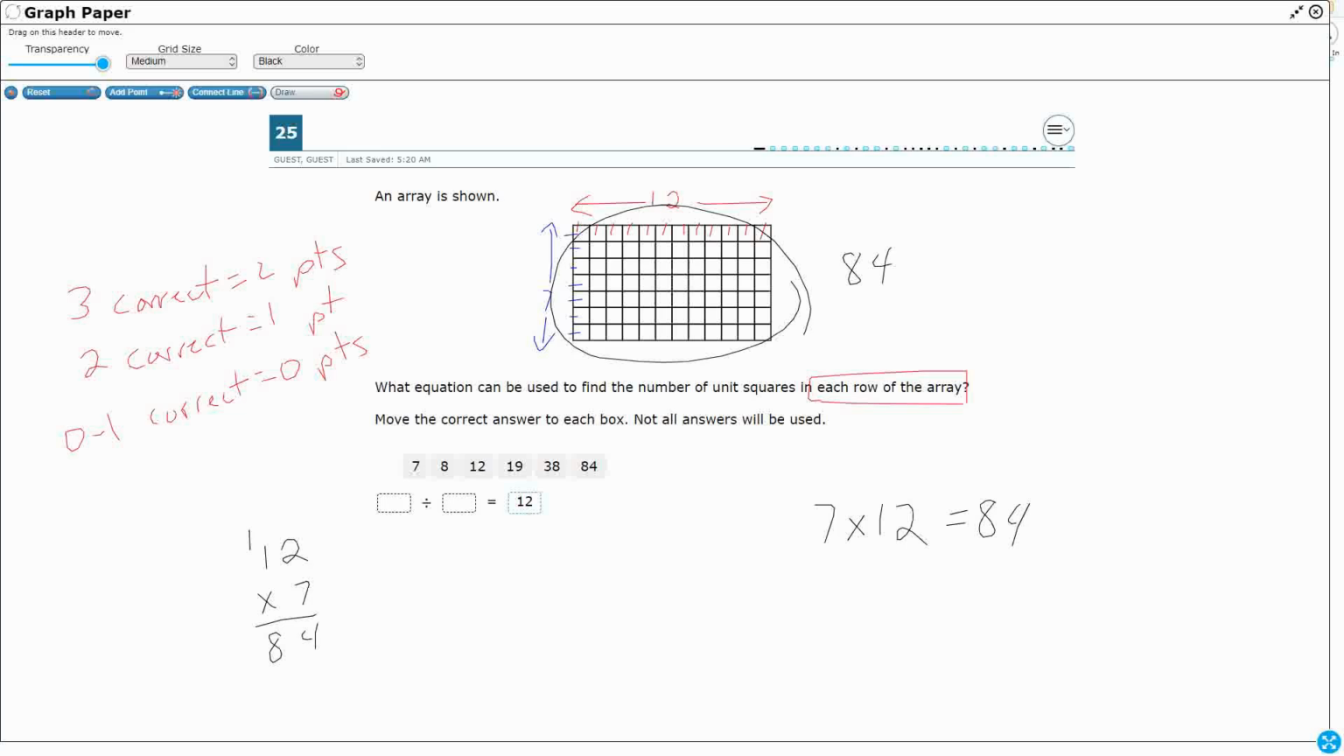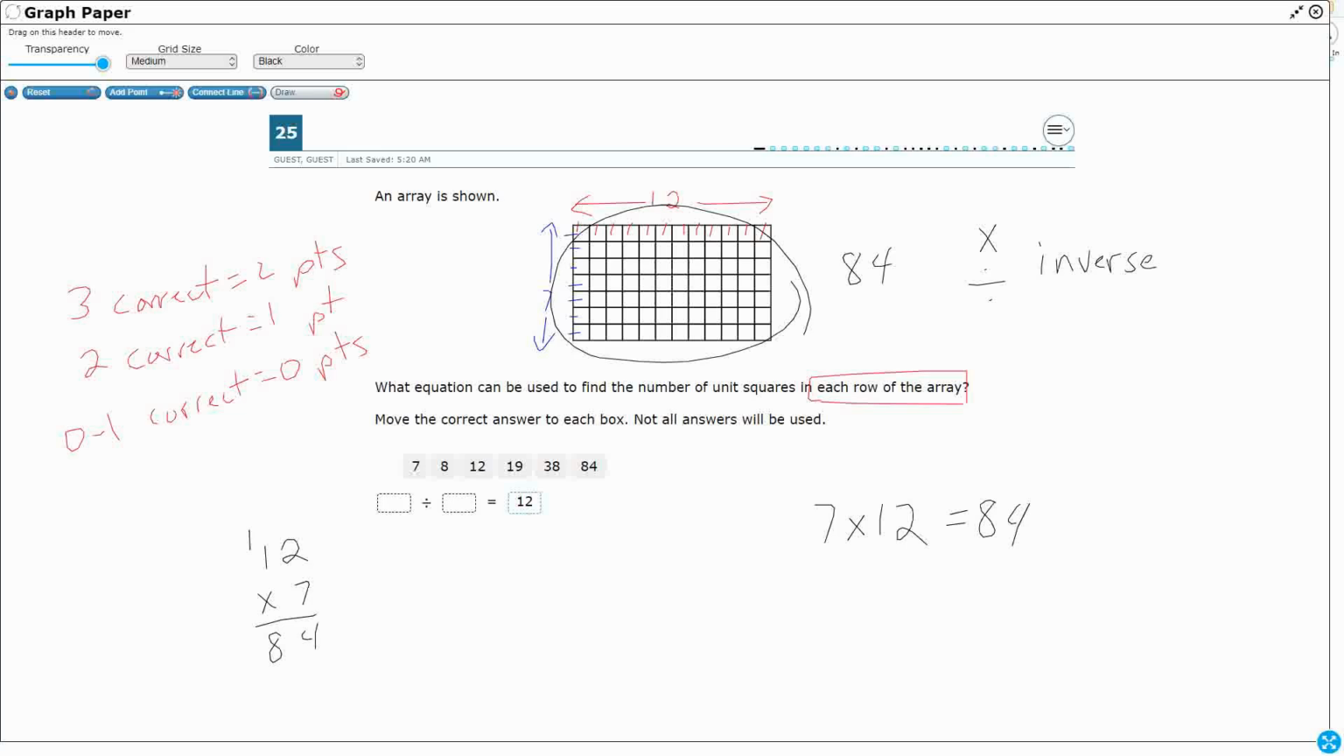Now, take a look at what we're trying to build here. We are trying to build an equation that can be used to find the number of unit squares in each row. We already know that each row has 12. Well, one thing that we learn in third and fourth grade is that multiplication and division are what we call inverse operations. They're opposites. They undo each other. When we write fact families, we will write a fact family with 2 multiplication sentences and 2 division sentences. If we do addition and subtraction, it's going to be 2 addition, 2 subtraction. So how can I build on this fact family to help me answer this question?